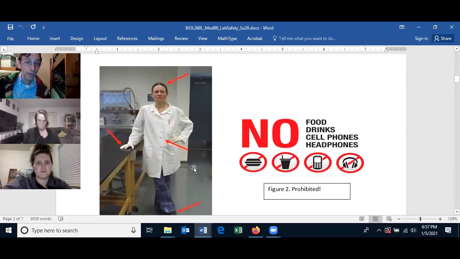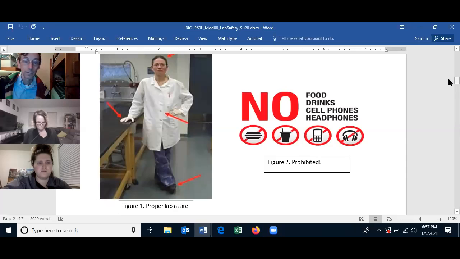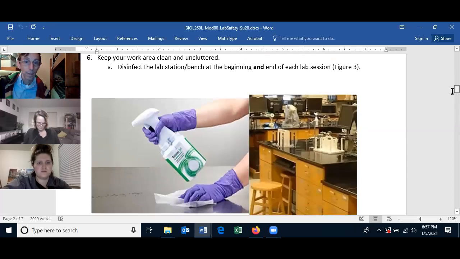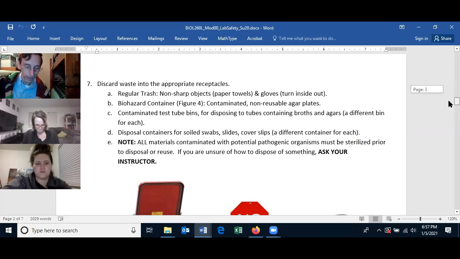Preparatory laboratory equipment. The hair is tied back, wearing a lab coat, wearing gloves, wearing closed-toed shoes. Clean down your workspace before you begin work, and at the end of the lab, your workspace looks more like that. If you were to go in the lab, obviously.